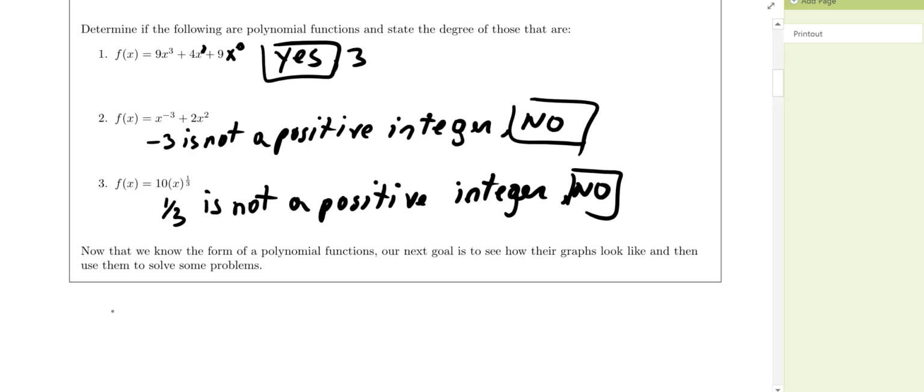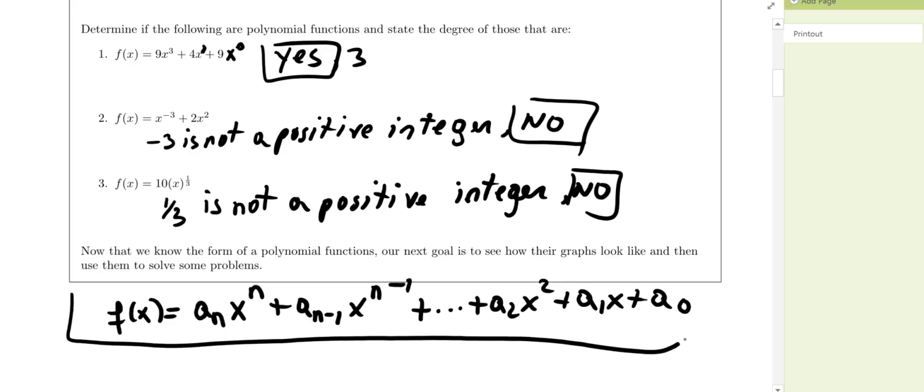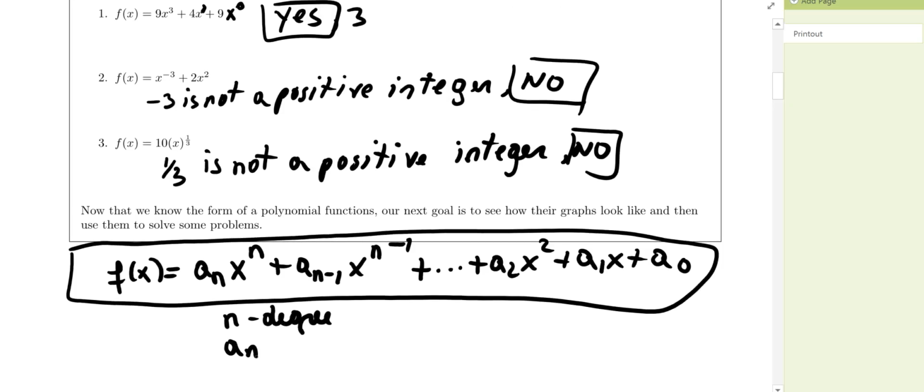I just wanted to mention that in general, a polynomial function is written like this: a_n, which is the leading coefficient, times x to the n, plus a_(n-1) times x to the n minus 1, plus all the way to a_2 x squared, a_1 x, plus a_0. So this is just like a general form of it. So this means that n will be the degree, a_n is the leading coefficient, and then a_0 is the constant term.